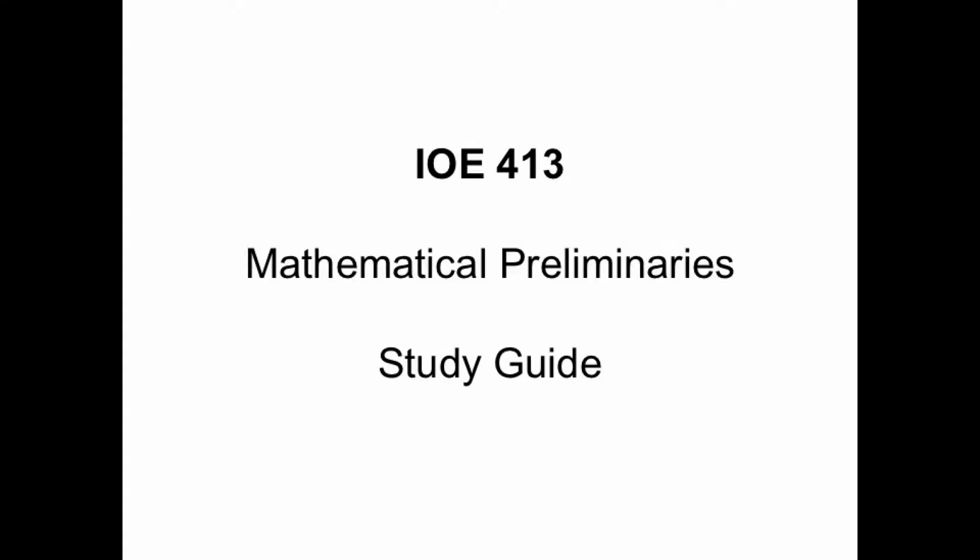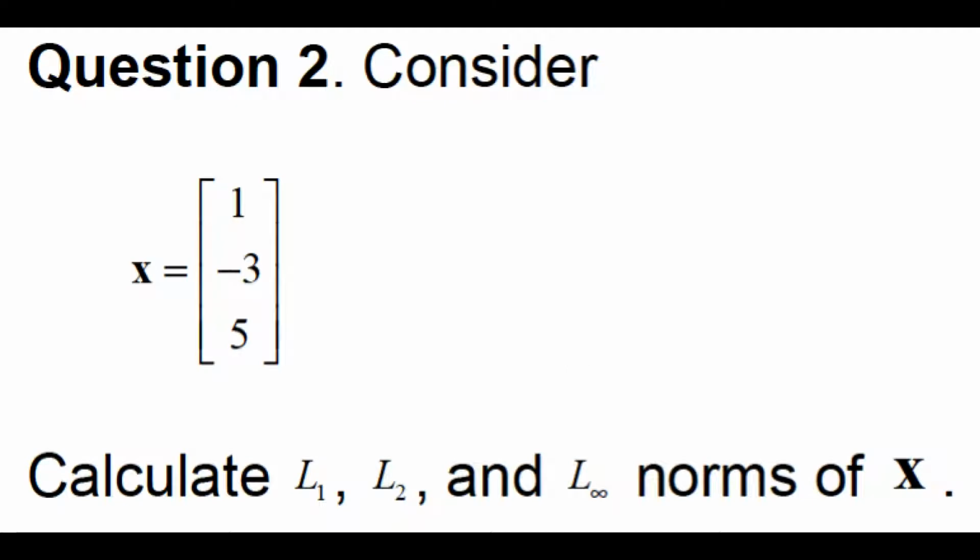IOE 413, Mathematical Preliminaries Study Guide. Question 2. Consider the column vector 1, -3, 5. Calculate the L1, L2, and L infinity norms of this vector x.